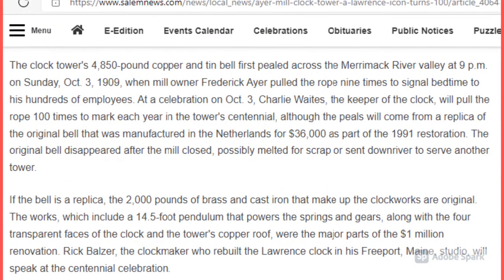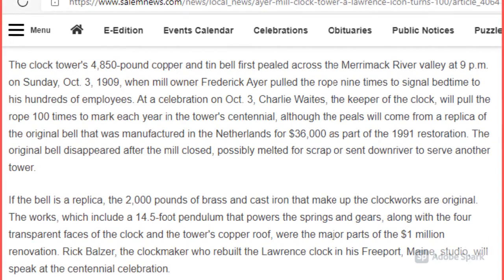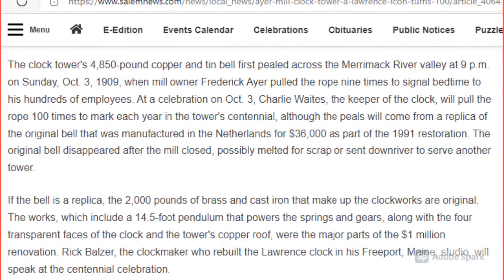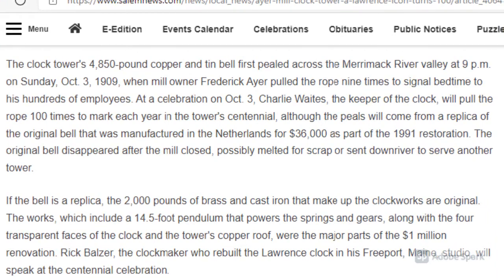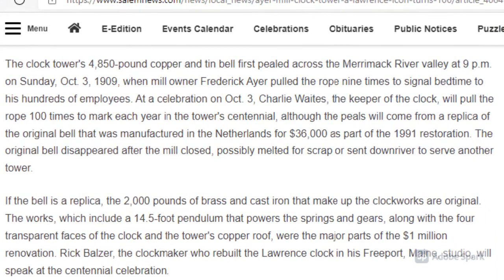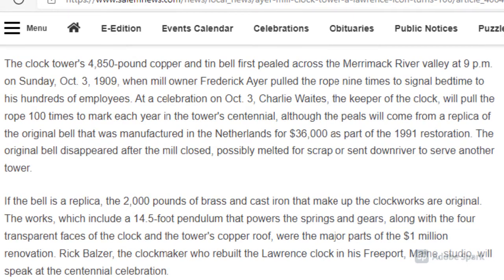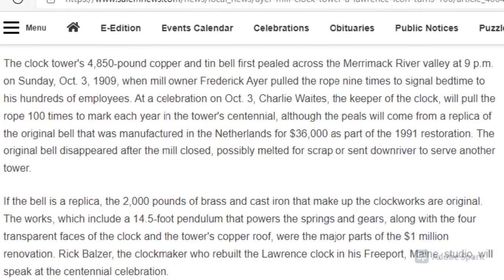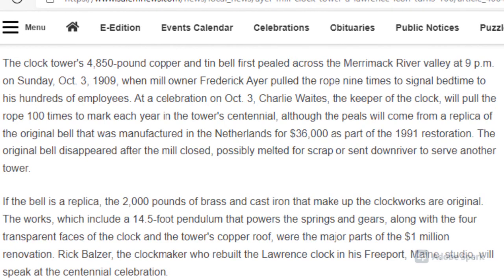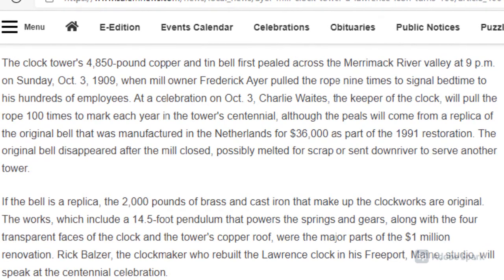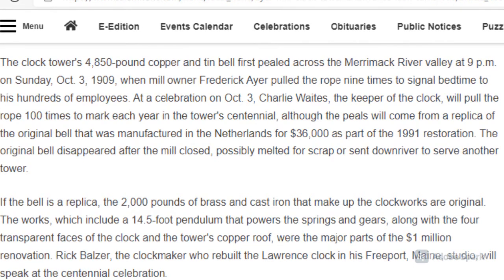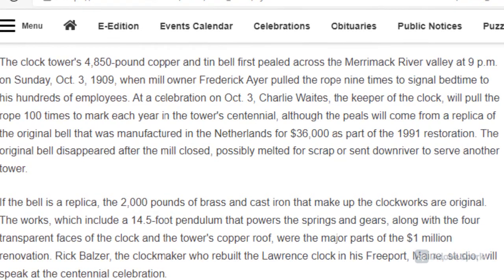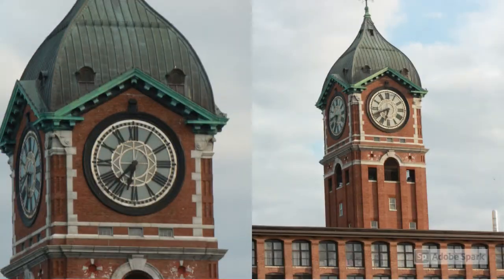So the clock tower had a bell made of copper and tin, and it weighed 4,850 pounds. And according to this article, the original bell disappeared after the mill closed, and nobody really knows what happened to it. And then the clockwork was original to the building, made of brass and iron, and that weighed 2,000 pounds. So I thought that was pretty incredible.